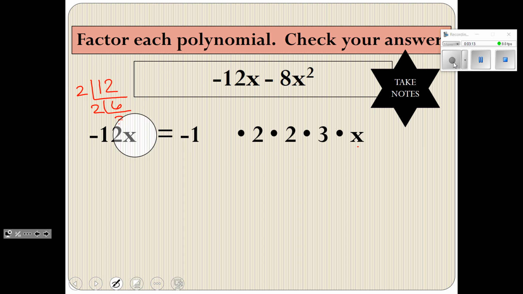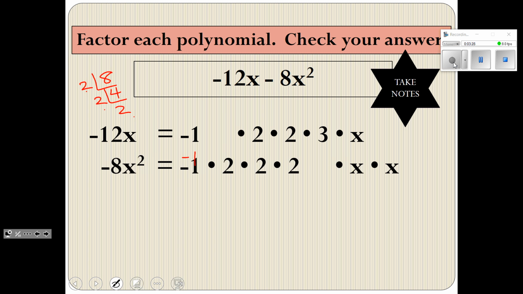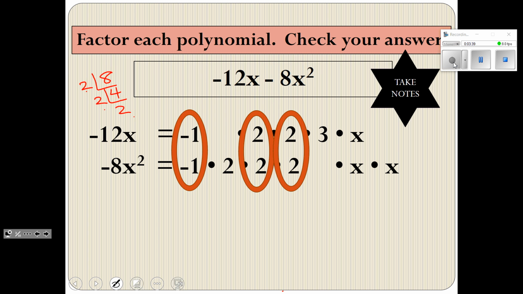If I do the same thing for the next term, negative 8x squared, again both are negative, so I'm going to pull a negative 1 out on both of them. 8, if we find the prime factorization for it, you divide by 2, you divide by 2, 2 times 2 times 2 times x. The way I organized it here is I just lined everything up so that you could easily see what they share. They both share a negative. They both share 2's twice and x's. So what they share is negative 1 times 2 times 2 times x. This is everything they share right here.